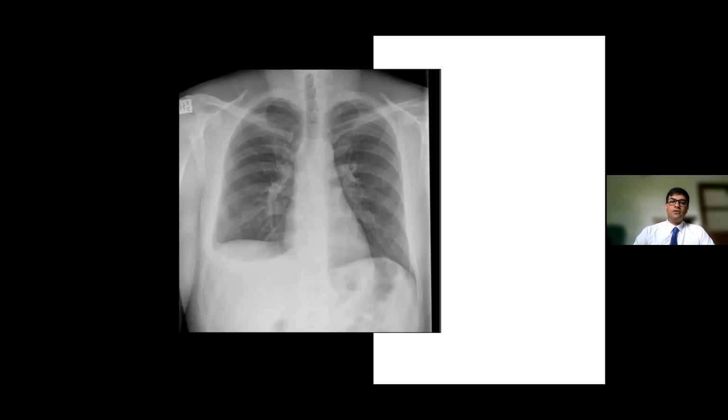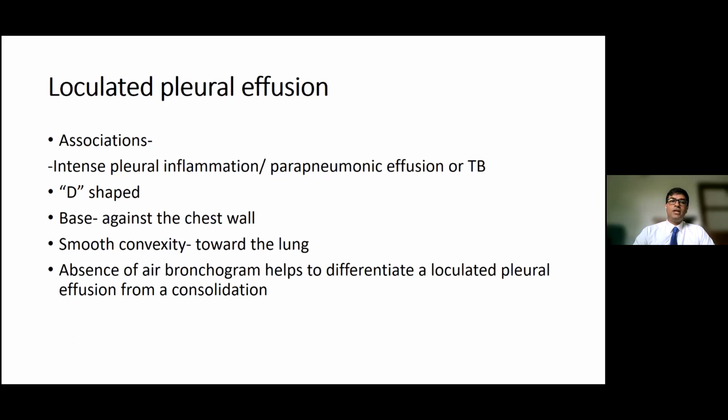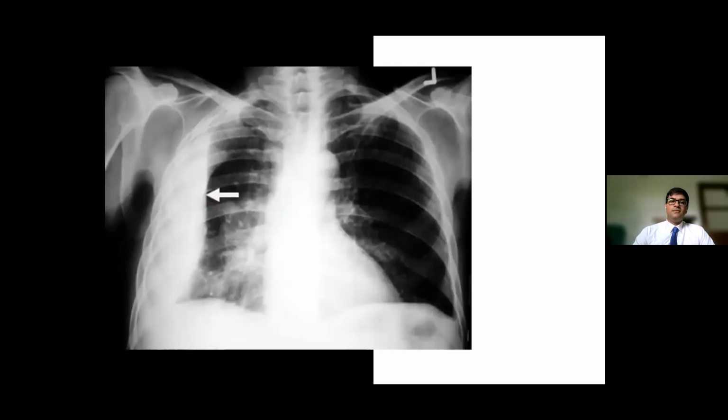This is a chest X-ray showing obliteration of the right costophrenic angle. And then what is loculated pleural effusion? It is associated with conditions of intense pleural inflammation, such as parapneumonic effusion or tuberculosis. It is usually D-shaped with the base of the D sitting against the chest wall and the smooth convexity towards the lung hilum. So this is a chest radiograph showing the characteristic D-shaped parapneumonic loculated effusion.